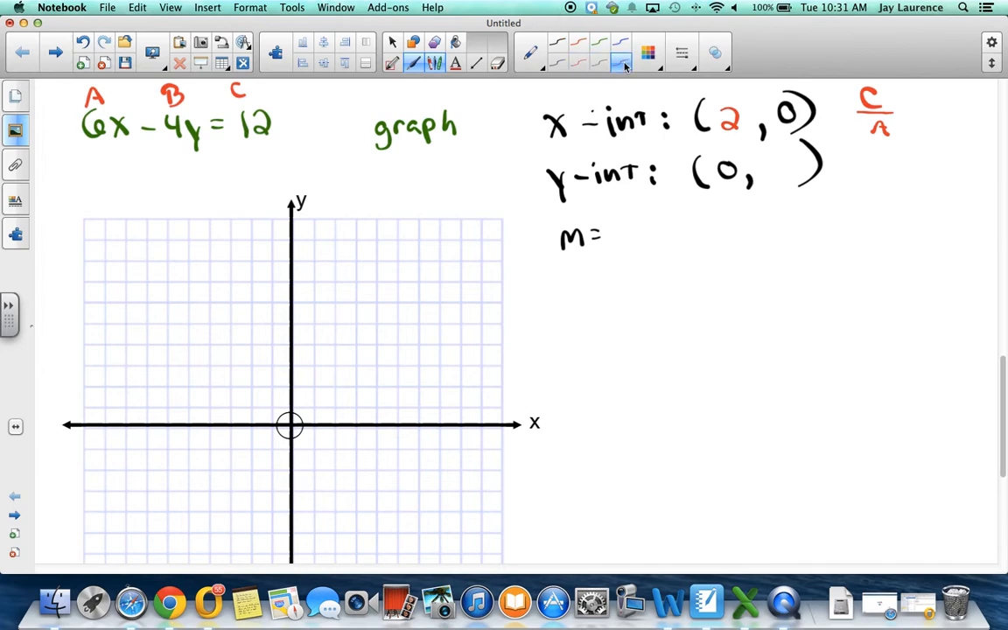All right, let's try the y-intercept. Now, remember, there's a shortcut for the y-intercept. It's c divided by b. Okay, and c divided by b should be -3. But again, we can prove it.